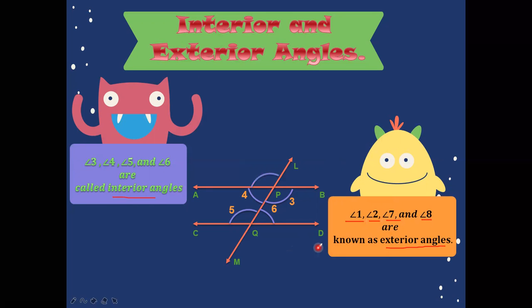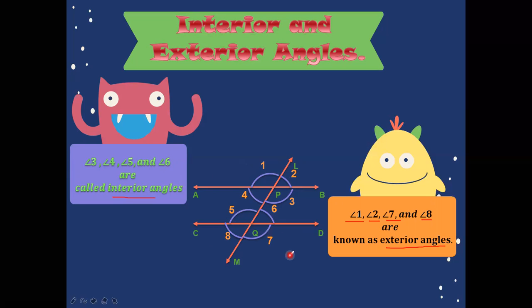As you can see in the previous axiom, this was your angle number 1. This was your angle number 2. This was your angle number 7 and this will be your angle number 8. So the angles that lie outside the parallel lines will be considered as exterior angles, and the angles which lie inside the parallel lines will be considered as interior angles.